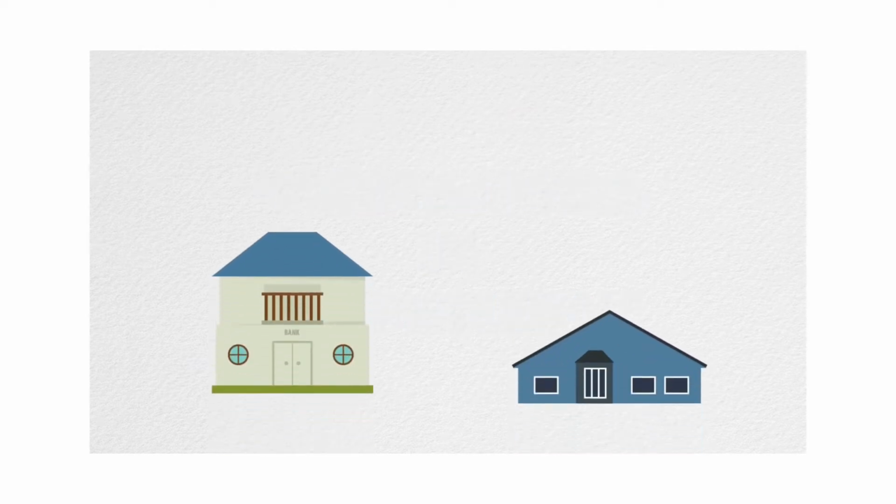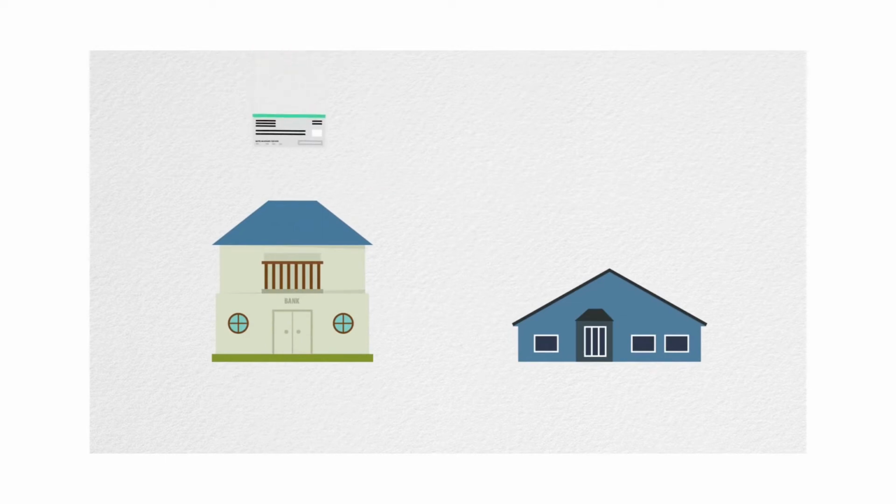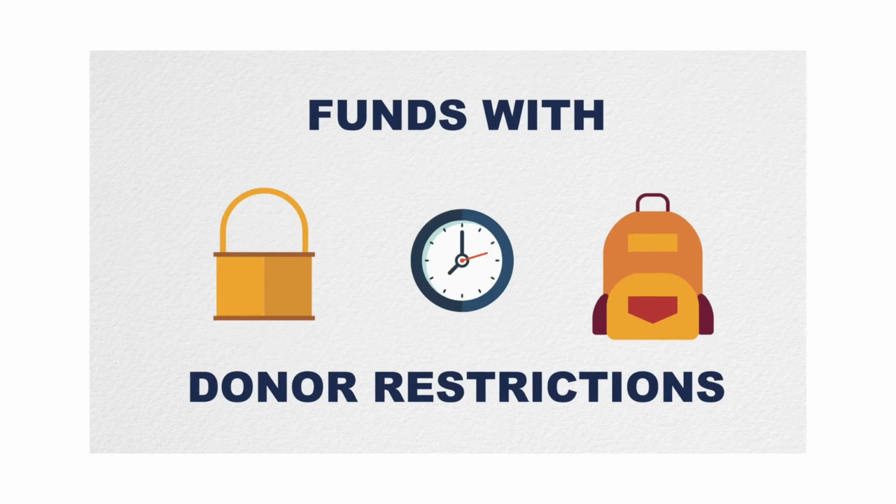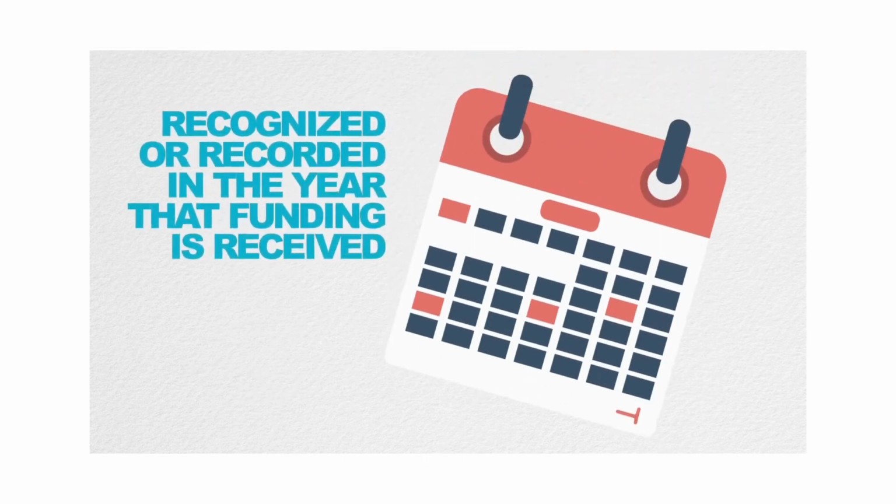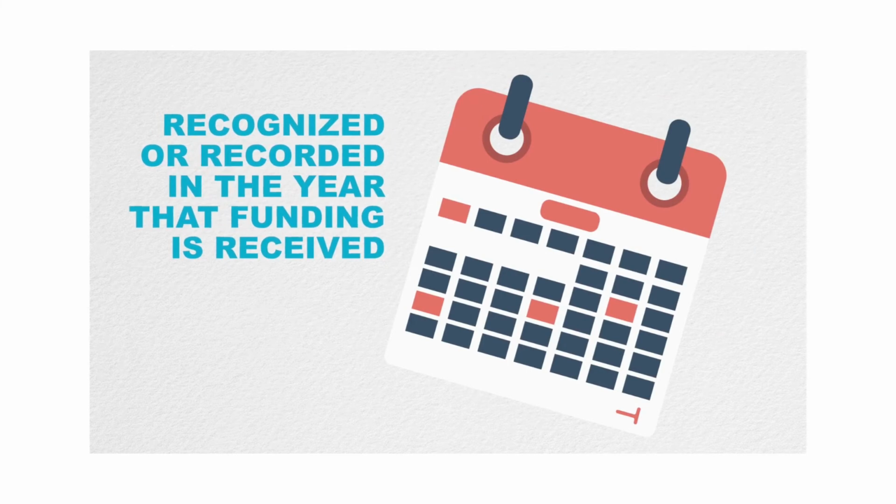The intent is that the principal balance of the contribution will remain as an investment forever, and the nonprofit will utilize only the interest or other earnings from the investment. When planning and budgeting, be aware of any and all time and activity restrictions present on your funds. And remember, all income must be recognized or recorded in your accounting records in the year that funding is received, regardless of when the related expenses will occur.